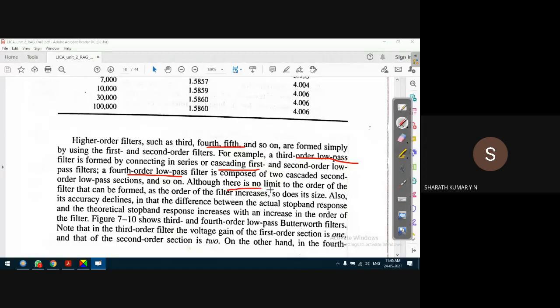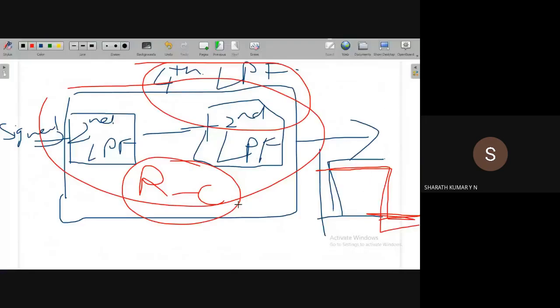Cascaded. Although there is no limit to the order of the filter that can be formed, as the order of the filter increases, so does its size. Size also means the circuit becomes very bulky, especially because of the capacitors. Also, its accuracy declines. The difference between the actual stop band response and the theoretical stop band response increases with an increase in the order of the filter. So as the order of the filter increases, the exact stop band range may vary.